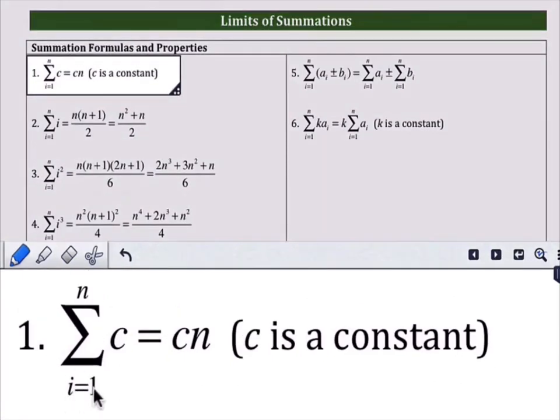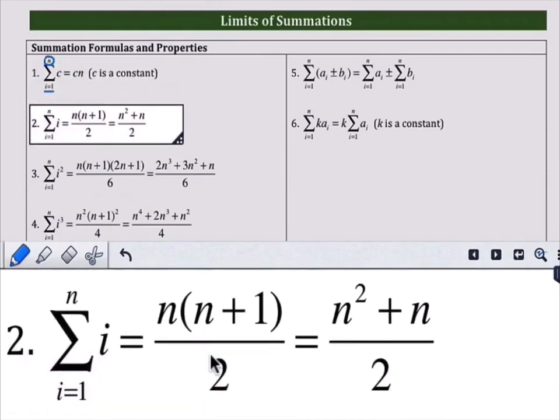Notice each of these is the sum as i equals 1 to n, so we've got to start from 1 and go to n. This first one is the sum as i goes from 1 to n of c, where c is a constant, and that sum is going to equal c times n. If we have the sum as i goes from 1 to n of i, it equals n times (n plus 1) over 2. I've also written it in standard rational form, (n squared plus n) over 2, because it's a little bit easier to find our limits then.